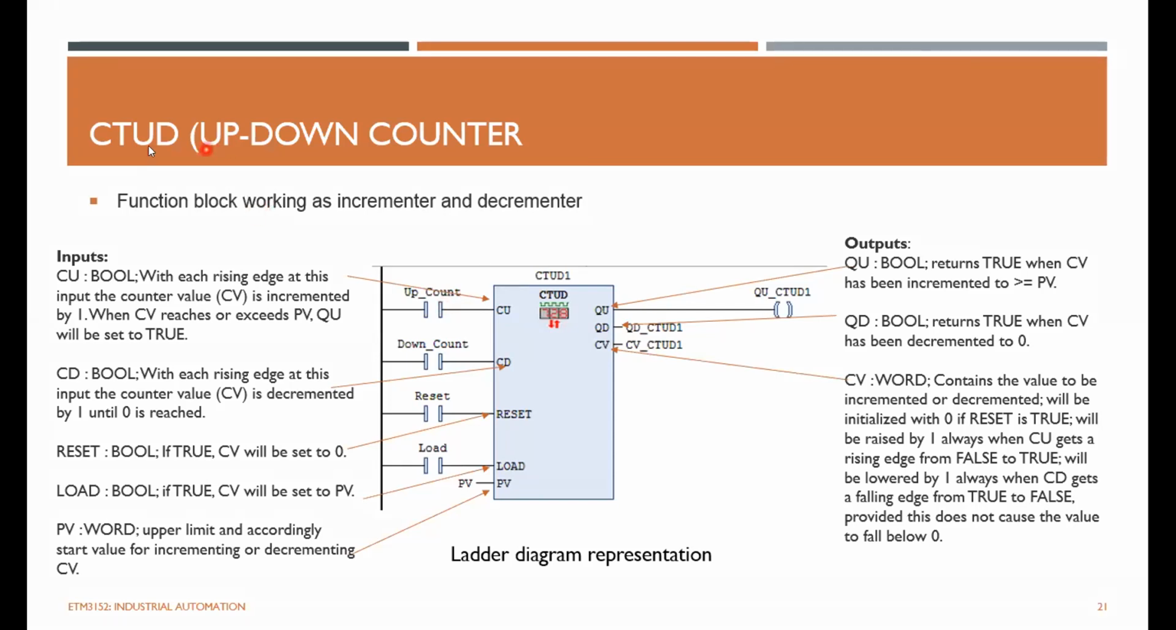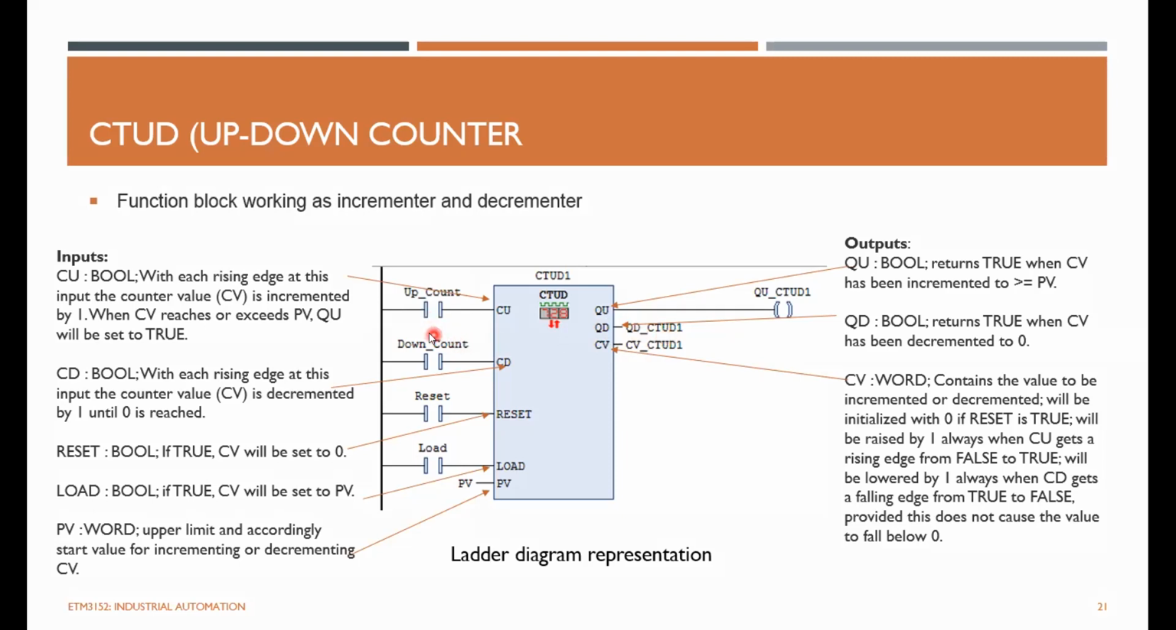The up-down counter can be used as an up counter, or as a down counter, or for both purposes. Interestingly, it has two outputs. QU is the output of the up counter, and QD is the output of the down counter. So you have two outputs: QU for the up count output, and QD for the down count output.